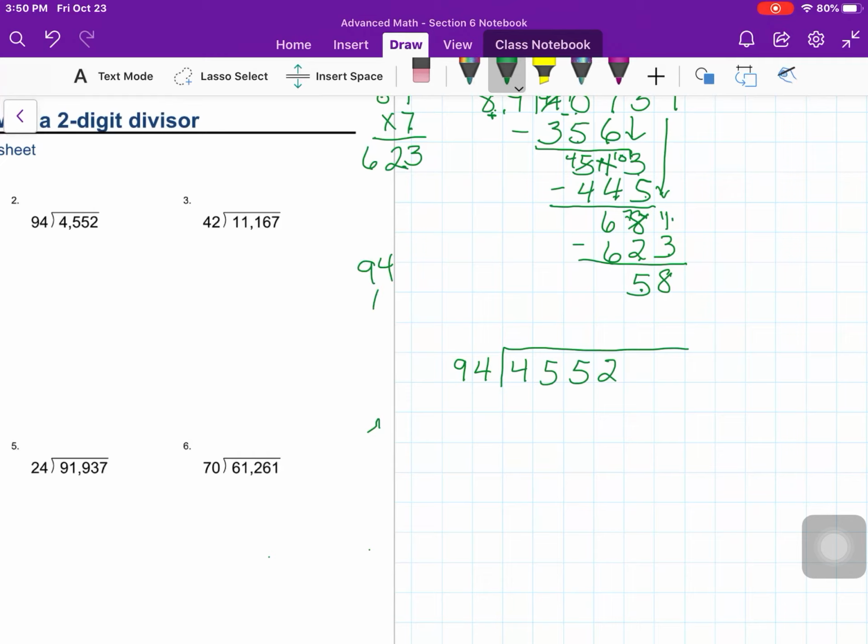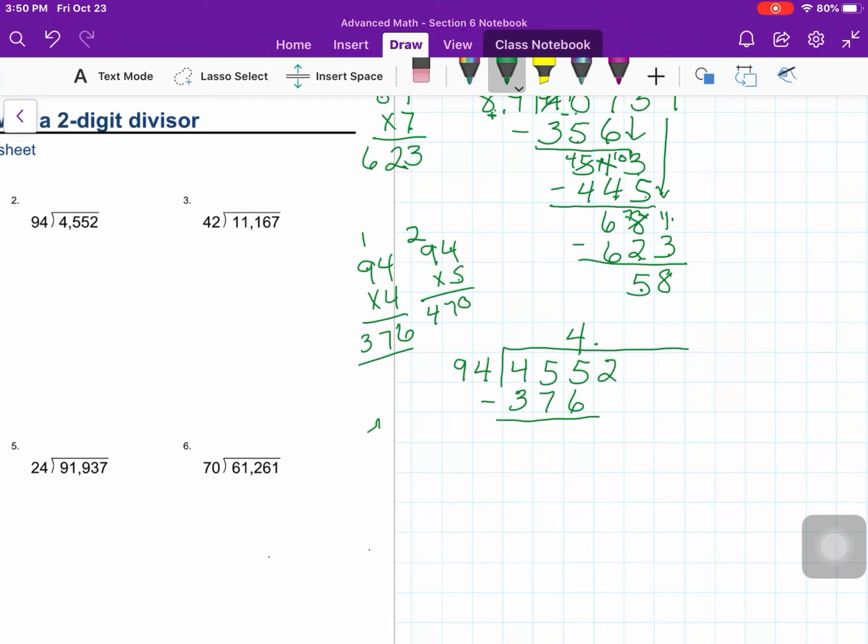Well, 94 times 4. Let's see what we get with that. 4 times 9 is 36, plus 1 is 37. Well, let's try 94 times 5. 5 times 4 is 20. 9 times 5 is 45, plus 2 more is 47. That's a little too big. So we're going to go with 94 goes in there 4 times. And 4 times 94, it's right here, is 376.